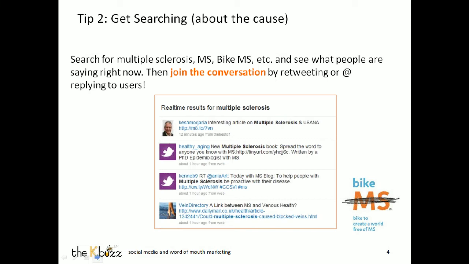Okay, tip number 2, we talked about this at the beginning a little bit, get searching. So I want everyone to go to search.twitter.com. When you go to search.twitter.com, if you do an advanced search, you're able to do a search by location. So you can look for people in your area. And if you search any keyword, tweets will come up that mention that keyword. So you can search things like biking, cycling, multiple sclerosis, MS, anything that people are talking about, and you'll see that things come up.